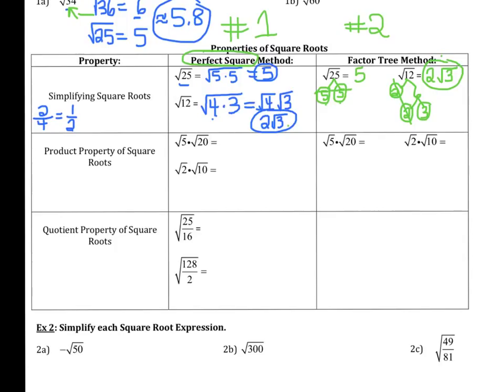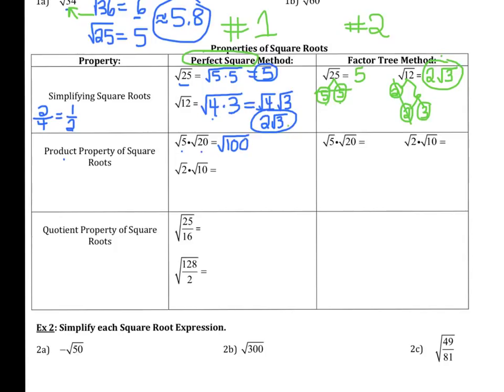And if you can do both, that's great. So now we'll do product property. This is if we have two things, two square roots that we want to multiply together. Since they are both underneath the square root sign, we can multiply 5 times 20 and put the answer underneath one square root sign. 5 times 20 is 100.